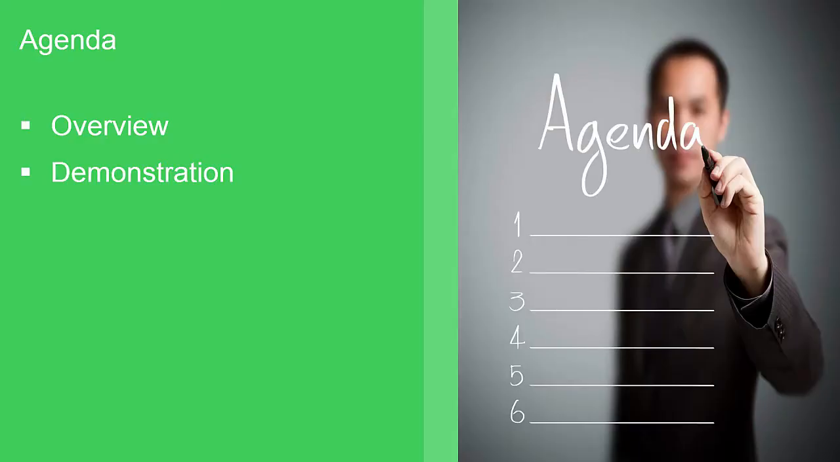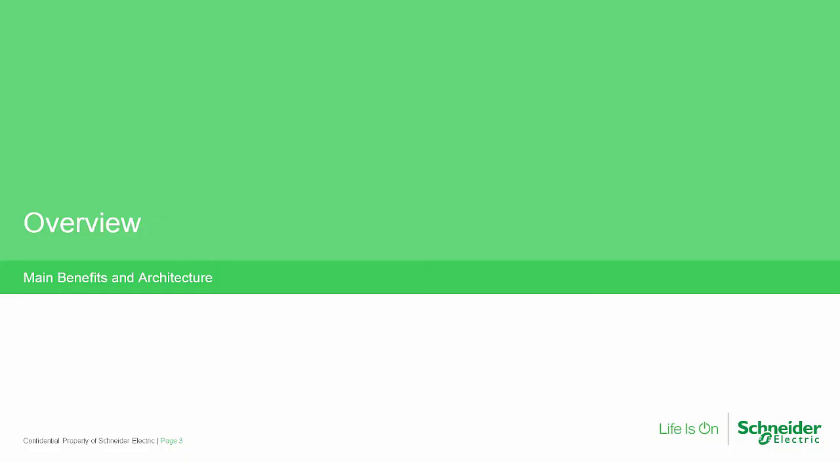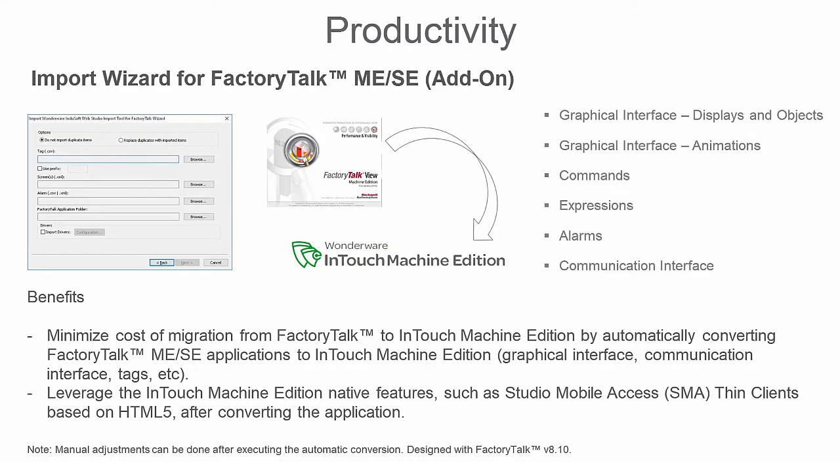Edition. The agenda has just two main topics. First, a quick overview about the benefits and the architecture of the Import Wizard, and then I'll switch to an actual demonstration showing step by step how to convert an application from Factory Talk to InTouch Machine Edition. So getting started with the overview here.